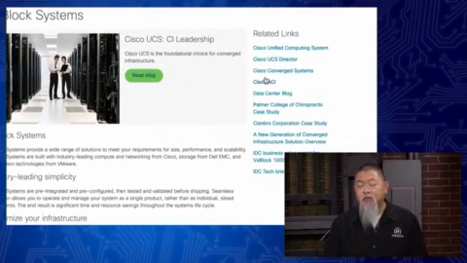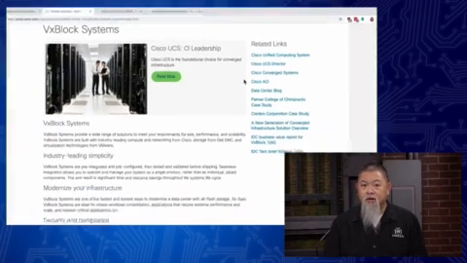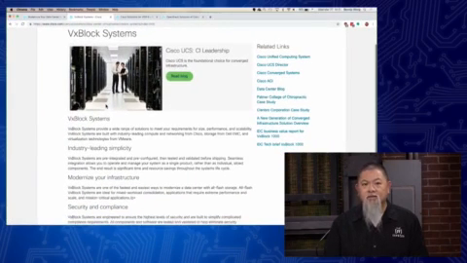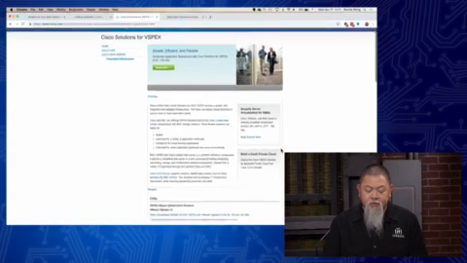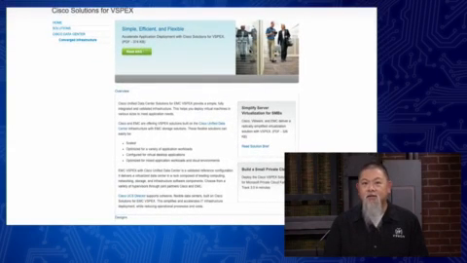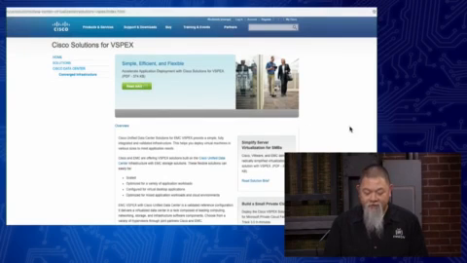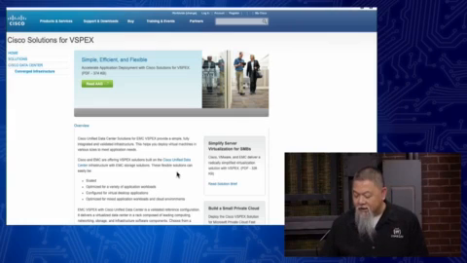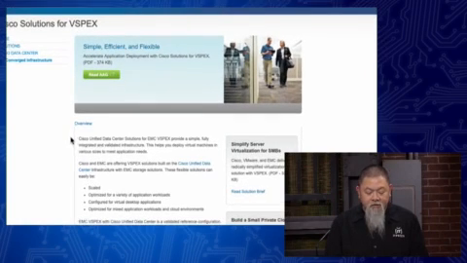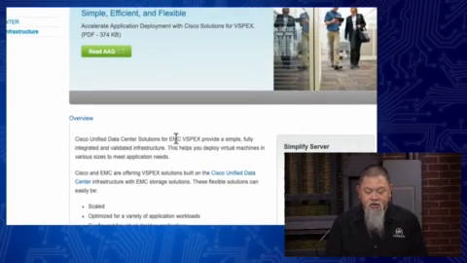So if you type in vBlock system, you'll see that it almost automatically leads you to VXBlock, because vBlock is kind of a system that's almost in the past at this point. So we have Cisco solutions for vSpecs. I know they're not really changing too much, are they? Here we have what we call vSpecs. This one is a combination, and actually specifically brought up by EMC itself. Cisco Unified Data Center Solutions for EMC vSpecs provides a simple, fully integrated and validated infrastructure.